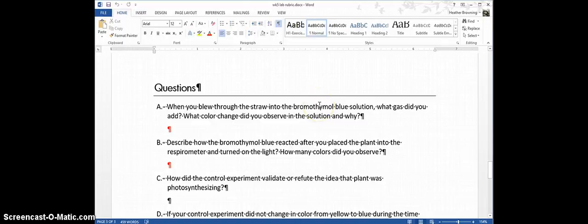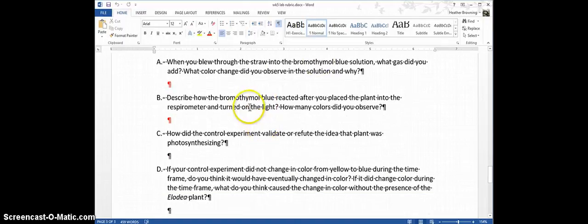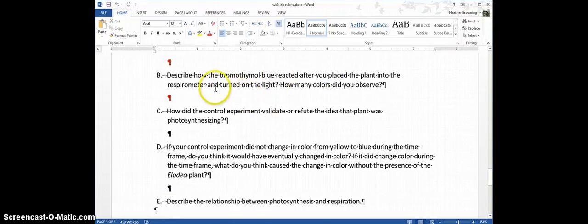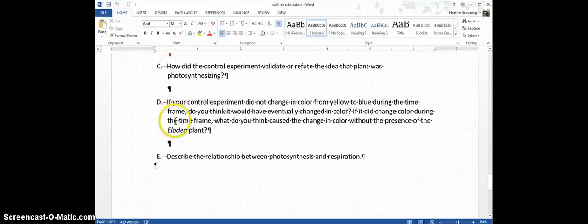What gas did you add? What color change did you observe? Then you're going to talk about the blue stuff and tell me what happens. And then how did the control do? If your control did not change color, do you think it would have eventually changed color? So what's really happening in your control?